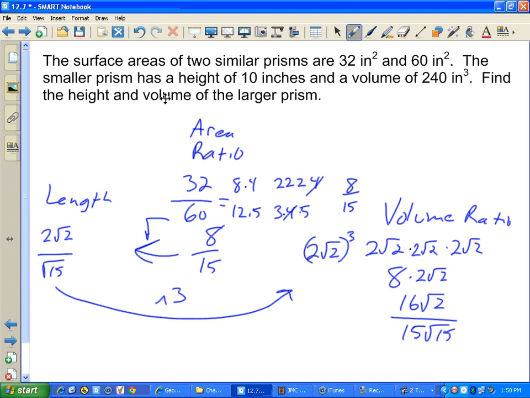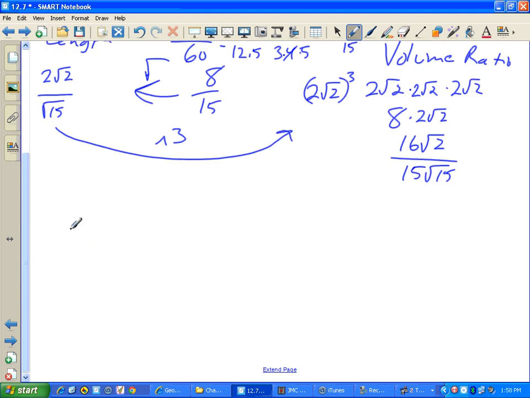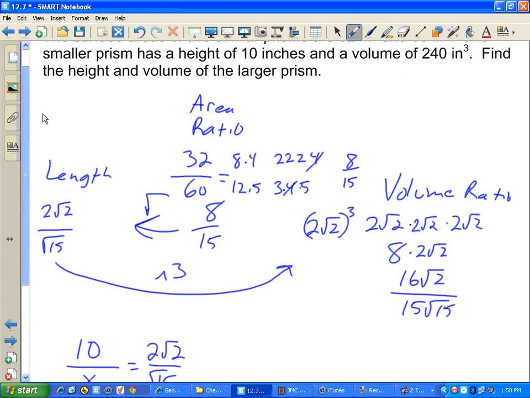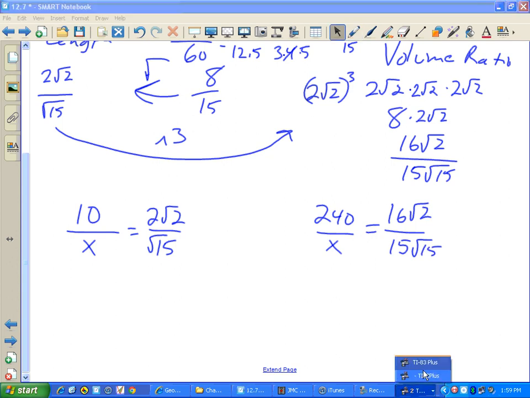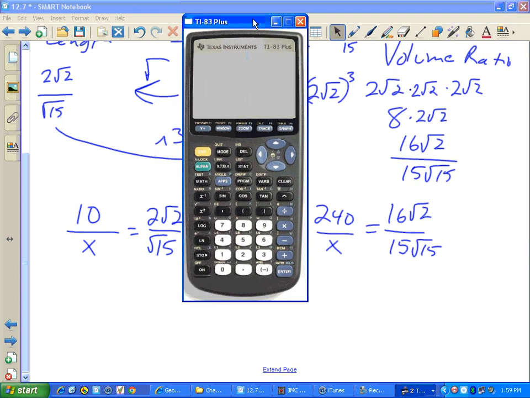So if I'm given the height of my smaller prism, the height of the smaller over the height of the larger one should end up equaling this length ratio, 2 square root of 2 over the square root of 15. To find volume, I can set up a proportion using my volume ratio. So the volume of the small one is 240 over the volume of the large one, which should equal this ratio, 16 square root of 2 over 15 square root of 15. And we'll just get some decimals here.